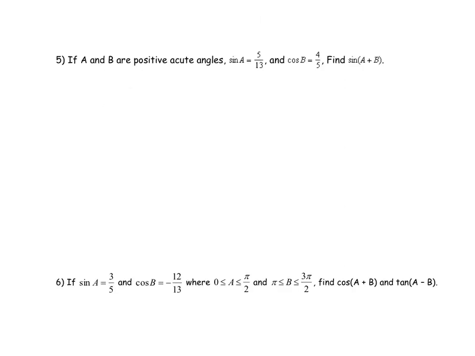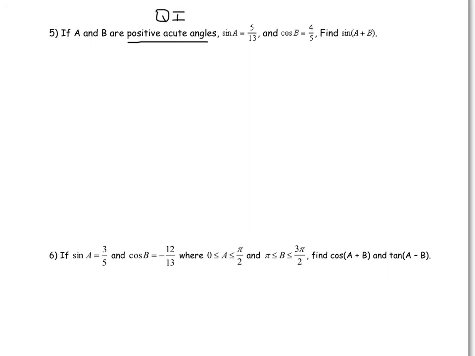Okay, so number 5, it says if A and B are positive acute angles. What does that mean, positive acute angles? Acute meaning less than 90 degrees, and positive meaning positive. So this has got to be an angle in quadrant 1. So there's 2 different angles that we're talking about here. So we really should have 2 different pictures. So let's draw 2 triangles from quadrant 1.